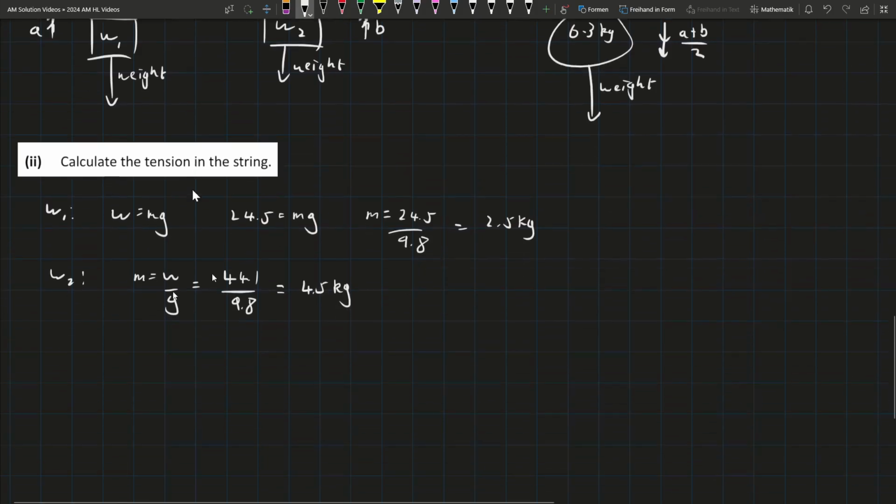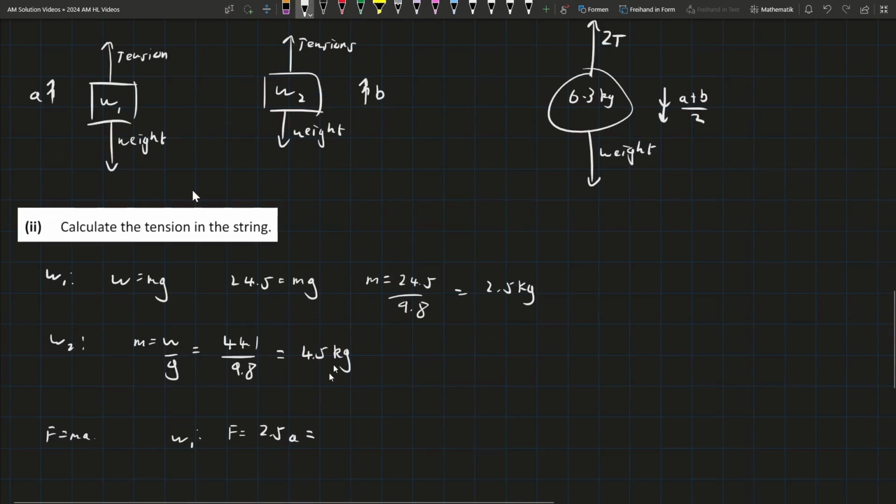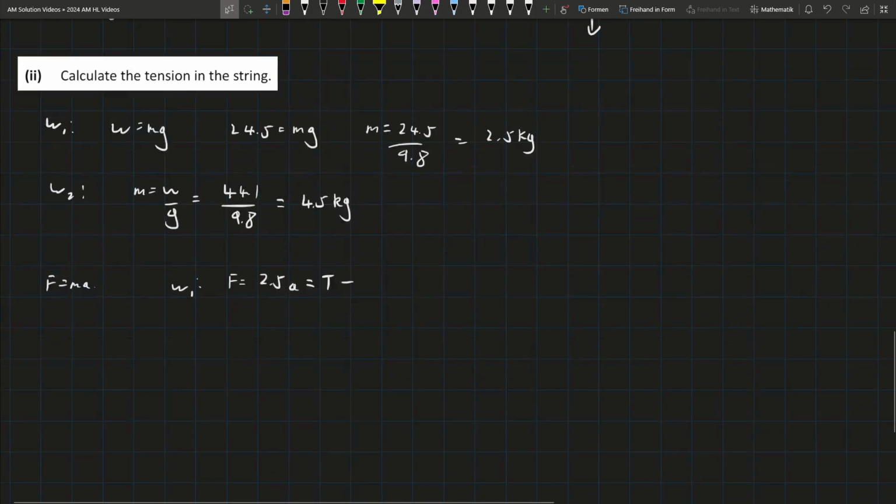And now we can go. So F equals ma. We're going to do this for weight 1. F equals ma, and we're assuming a is going up. The acceleration will be going up. So we'll have m is 2.5, a. That's going to be equal to, so we have tension is up, so positive, minus, and then the weight 1 is 24.5, given in the question, minus 24.5.